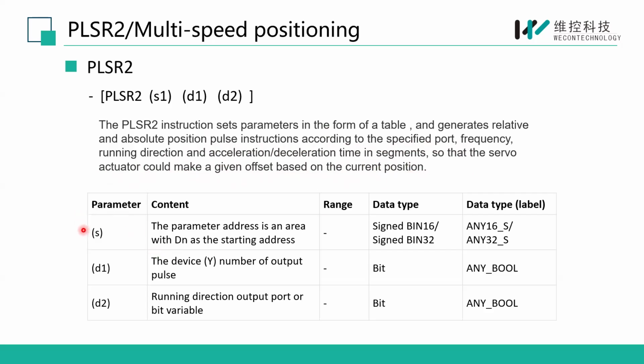There are three parameters. The first, S, means the parameter address, with Dn as the start address. For example, if I set D0, the addresses start from D0. If I set D10, D100, D200, there is a different starting address. D1 means the device Y number of the output pulse, and D2 means the running direction of port or bit variable.